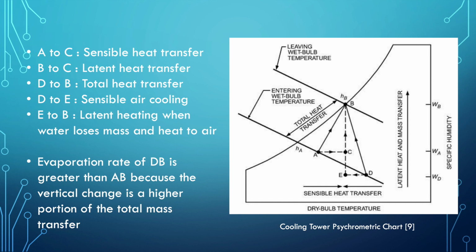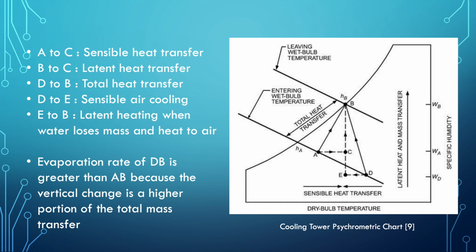D to E is the sensible air cooling. E to B is the latent heating when water loses mass and heat to air. So whenever the whole thing interacts, that's the latent heat, the change of phase, whenever that's happening.